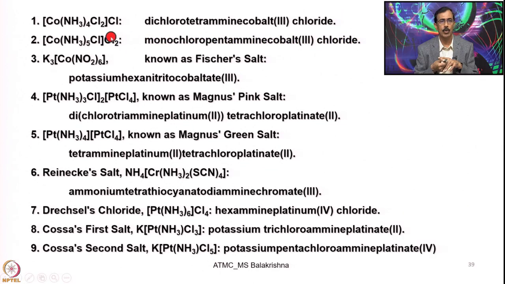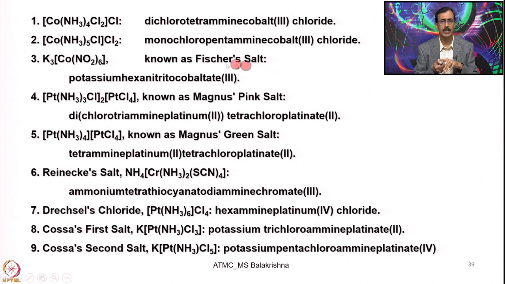Here you can see dichlorotetraamminecobalt(III) chloride. And here, you can say monochloro, or simply chloro is fine. There is no need to indicate mono. When we write chloro, it obviously indicates that only one chloride is there. So, chloropentaamminecobalt(III) chloride.